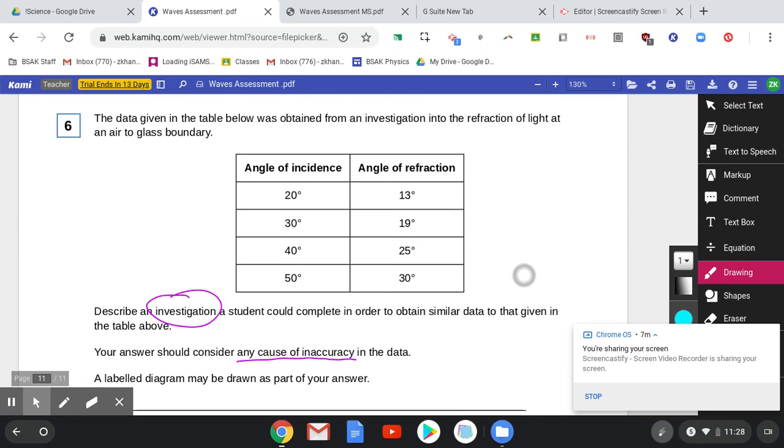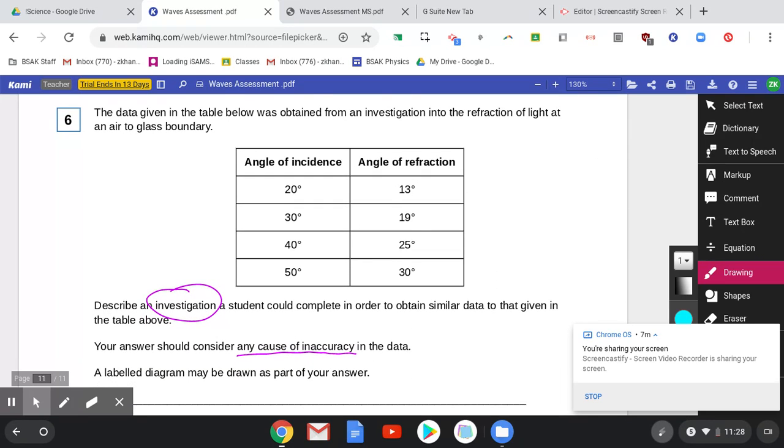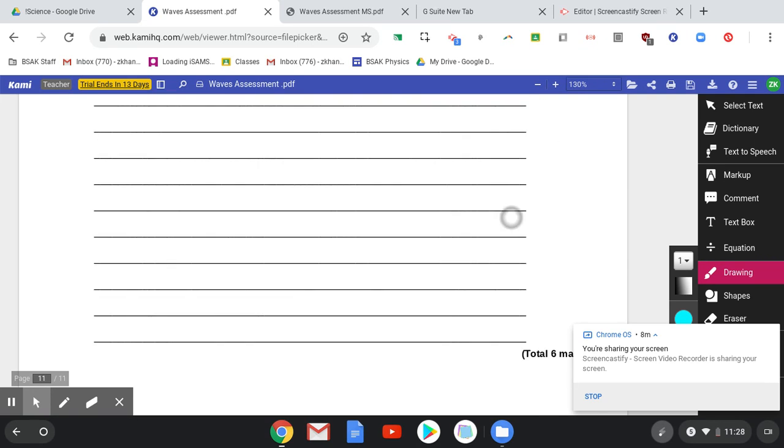Here we have got a practical, a refraction practical. You've got light passing through a glass block and it refracting, and here are some measurements. The question is, how could a student have taken these measurements? Now, this is a core prac, part of the syllabus. You should have done this in class. And the second point that you must include in your answer is what could have been a source of inaccuracy as well. So this is 6 marks in total.